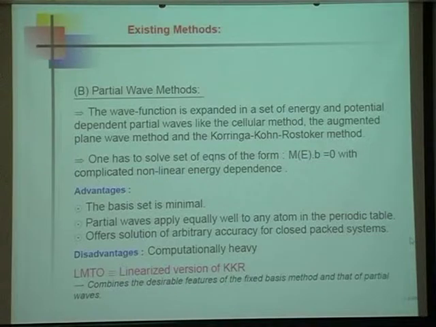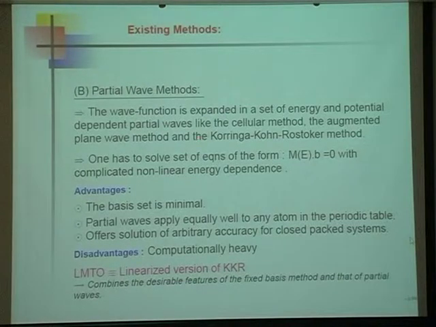The other kind of basis set, which was also introduced to you, is the partial wave-based method, where the wave function is expanded in a set of energy and potential dependent partial waves. You all know partial waves. You all have solved the hydrogen atom problem. And you see now my basis is no longer fixed, it's flexible, because as I move along this self-consistency cycle, I'm changing my potential, changing my energy and everything. And the basis actually adapts to that.